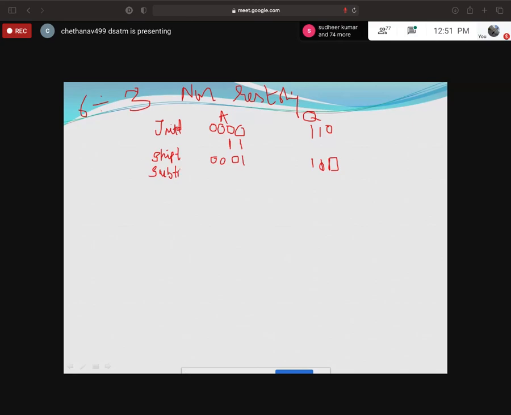Subtract your 3. Your 3 is 0, 0, 1, 1. On subtraction, what will you get? 1, 1, 0, 0 plus 1 is 1, 1, 0, 1. Minus 3. So just subtract it in the first step. 1, 1, 0, 1. I'm getting the value here: 1 plus 1 is 0, carry 1, 1, 1.